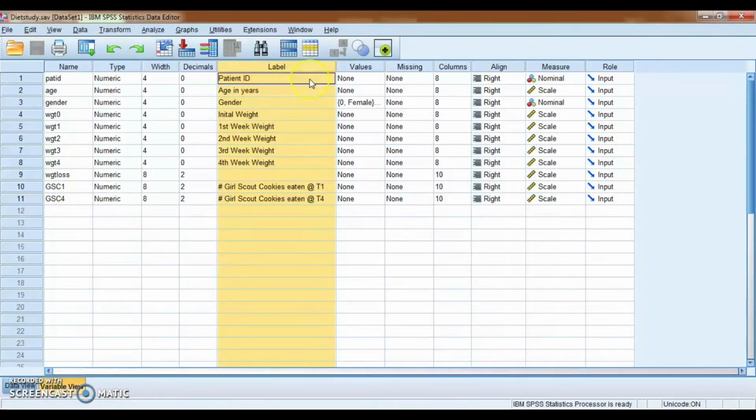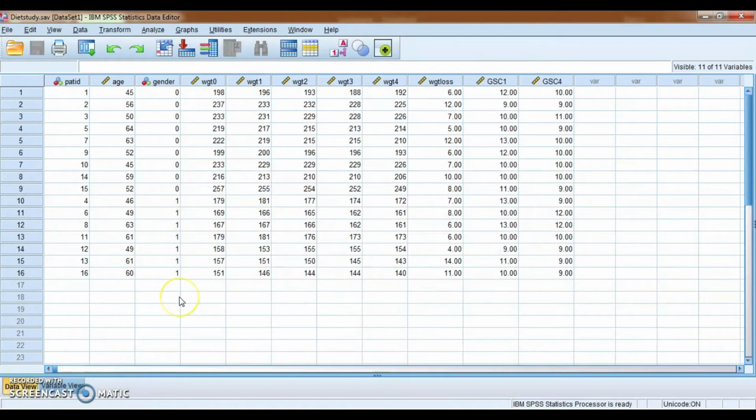So we've got patient ID number, the age, gender. Looks like we have weight at 5 time periods. Very cool. So you have weight at initial weight, first week weight, second week weight, the whole way up through 4th week weight. We also have weight loss and the number of Girl Scout cookies eaten at time 1 and the number of Girl Scout cookies eaten at time 2. So here's our data view down here. You can see different weights, weight loss, and the number of Girl Scout cookies eaten.